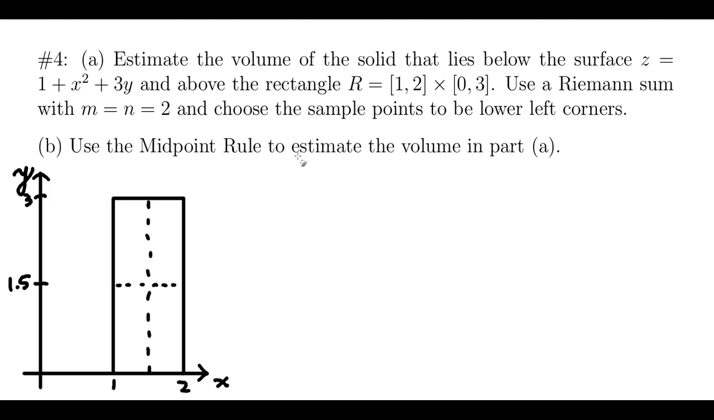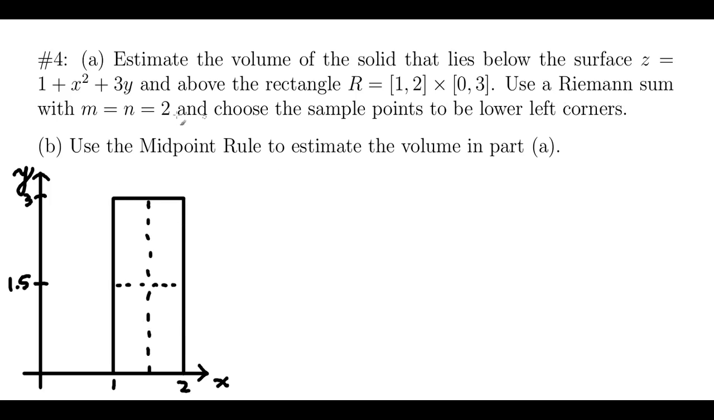Part B will ask us to use the midpoint rule to do the same thing. So I've gone ahead and sketched a graph of the rectangle in the xy plane. Remember how Cartesian products work. The first set is the set of values for the first variable. The second set is the set of values for the second variable, and the product is a set of ordered pairs. So this R is a set of ordered pairs where x ranges from 1 to 2 and y ranges from 0 to 3. That gives us this rectangle here.